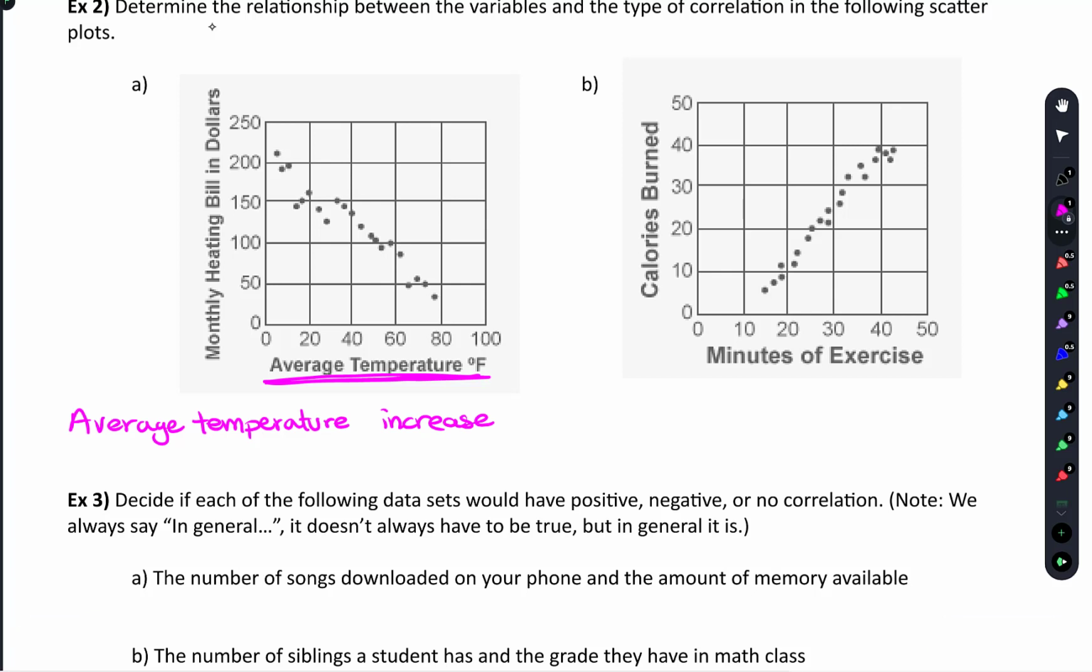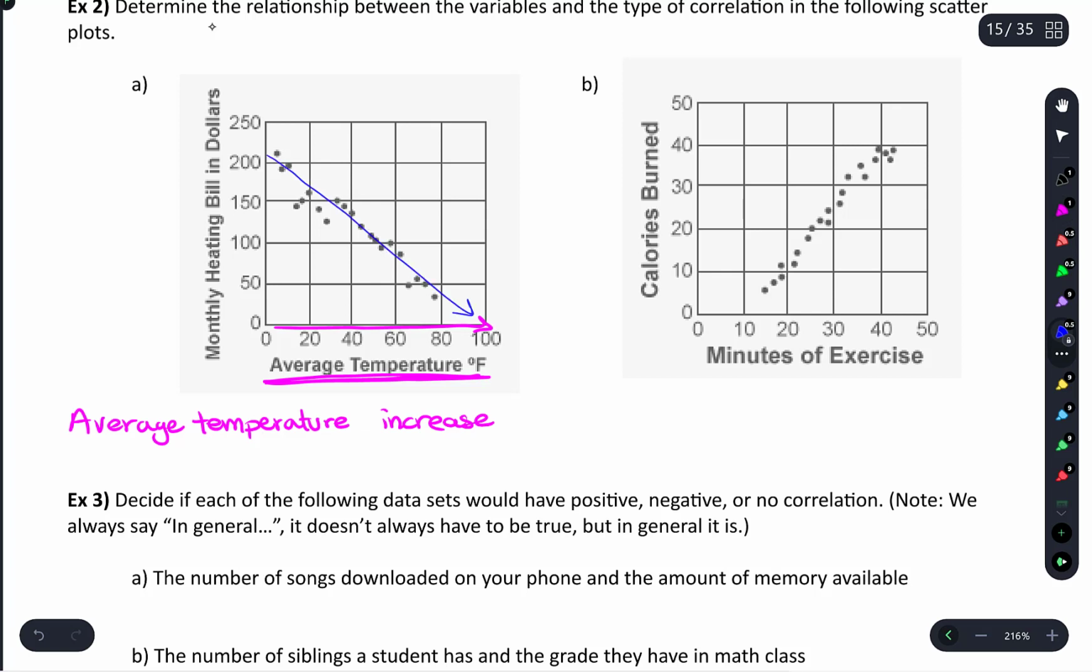What does the monthly heating do? So as the temperature increases, as I move towards the right on this graph, I see that my data seems to be coming downwards. So the trend seems to say that it's going downwards. So I'm going to say the heating bill goes down, or decreases, right? We can put the word decreases.